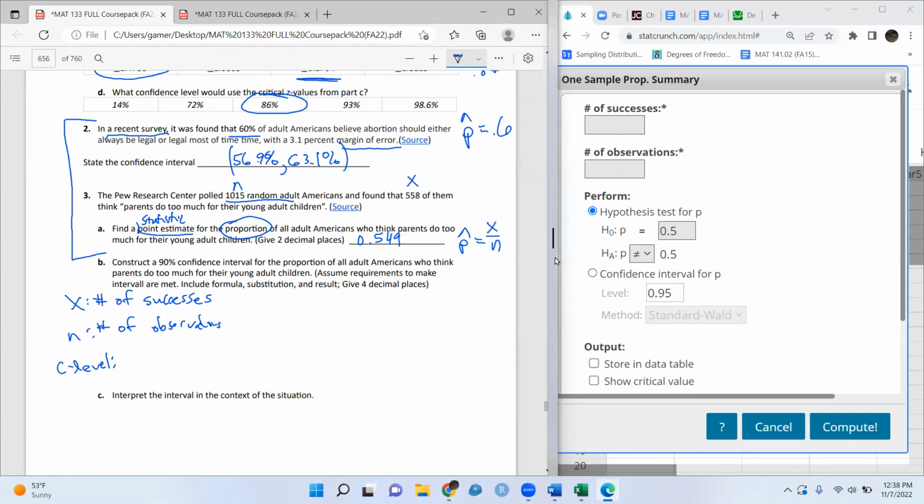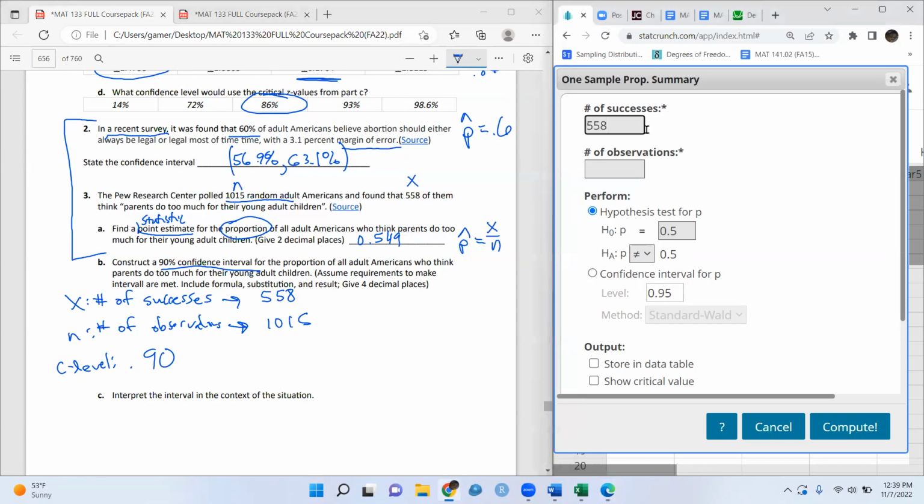So we already identified them back here. The X is 558. The N is 1015. And the C level is this. And again, notice it says 90% confidence interval as opposed to C level. So we're going to type that in. 558, 1015, and then notice it says perform. Perform what? Well, we're constructing a confidence interval for a population proportion P, and it just says level here, but it means confidence level, and we want that to be 90.